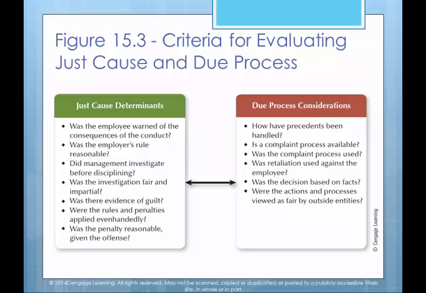This is a great chart. It's criteria for evaluating whether you have met just cause and due process. And if you're ever in front of a jury, these are the questions they will ask. Was the employee warned of the consequences of the conduct? Was the employer's rule reasonable? Did management investigate before disciplining? Was the investigation fair and impartial? Was there evidence of guilt? Were the rules and penalties applied even-handedly? They're going to look at past practice there. Was the penalty reasonable given the offense?